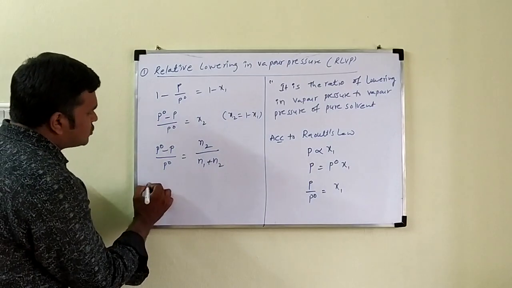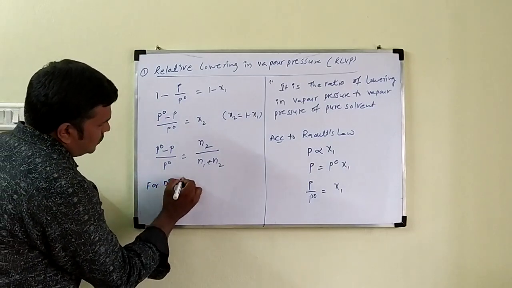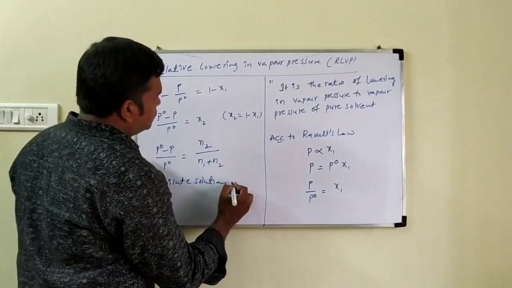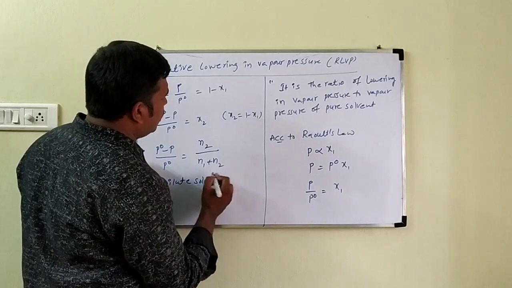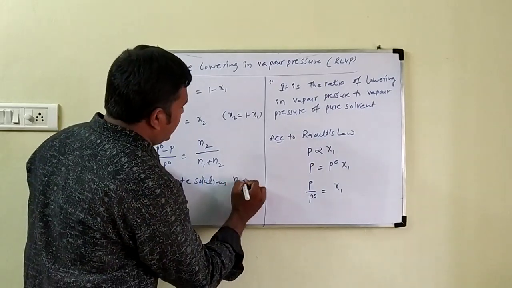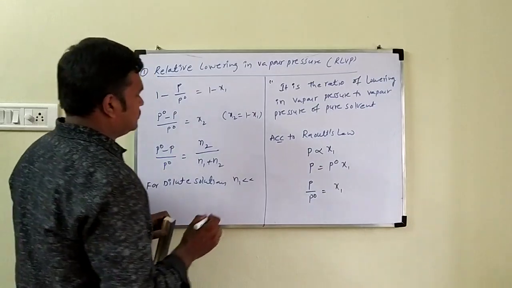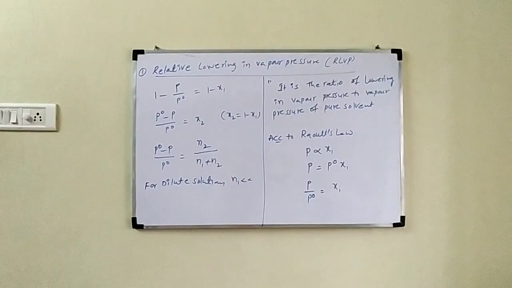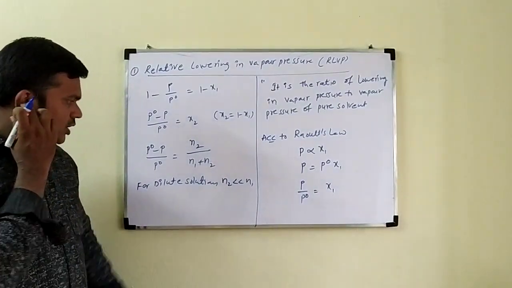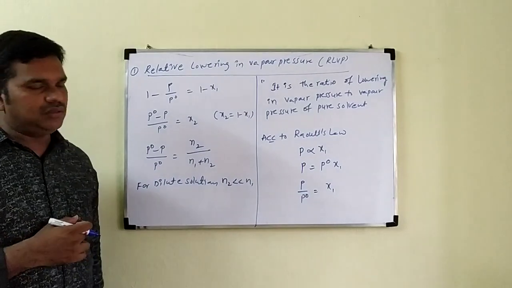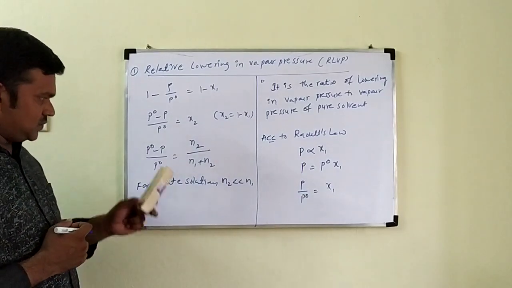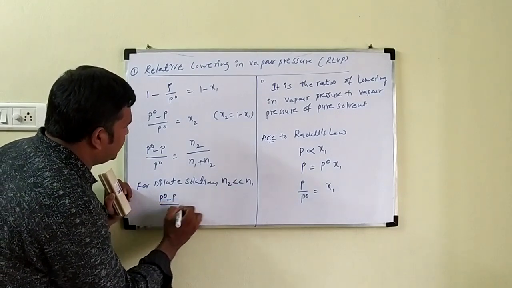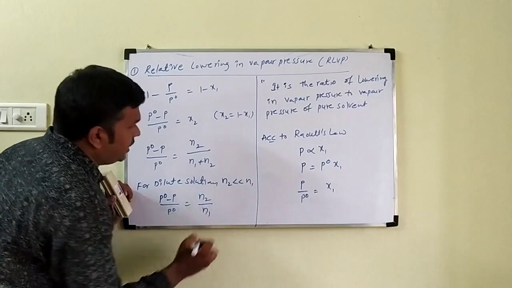So for dilute solutions, for very dilute solutions, N2 is very less than N1. So we want to neglect the N2 term in the denominator. From this you are getting P naught minus P by P naught is equal to N2 by N1.